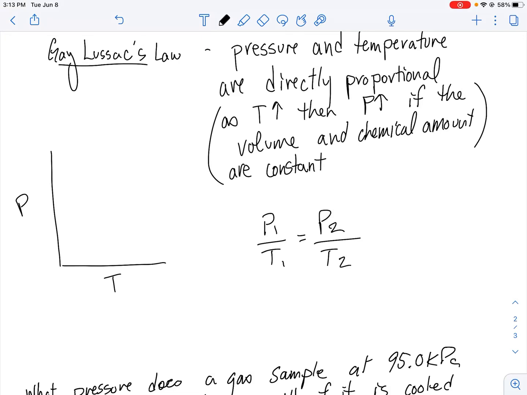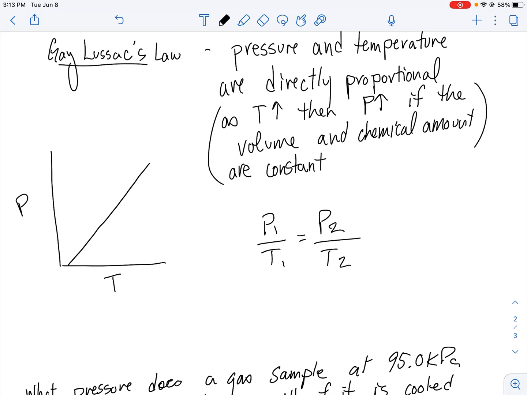In this video, we're going to take a look at Gay-Lussac's law. Gay-Lussac's law is a lot like Charles' law in that it has a direct relationship between temperature and, in this case, pressure, but in Charles' law's case, it is volume. Gay-Lussac's law says that pressure and temperature are directly proportional. That means that if the temperature is increasing, so is the pressure.